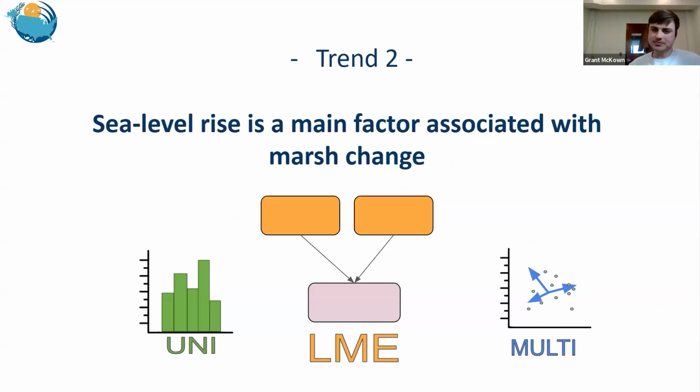Thanks. And Grant's going to advance my slides. So the next trend is sea level rise is a main factor associated with marsh change. And I'm going to talk about our linear mixed effects models next.